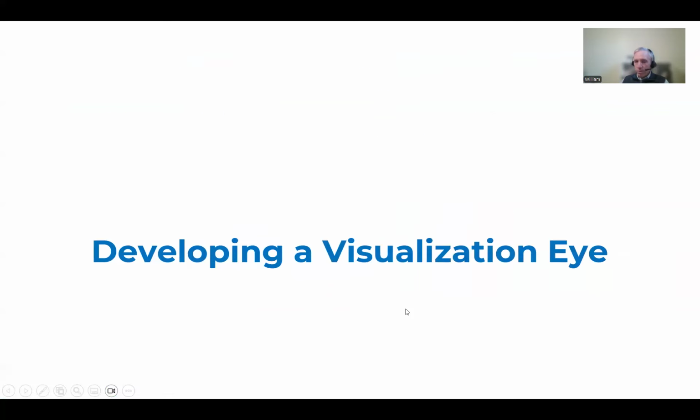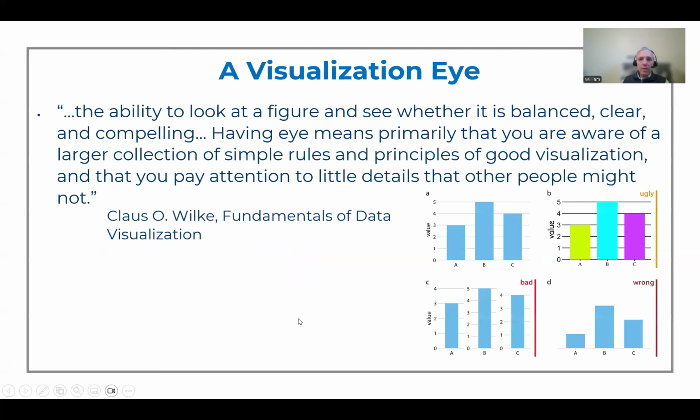Okay, let's switch to this idea of developing a visualization eye. This is out of Claus Wilke, The Fundamentals of Data Visualization. It's the idea that you can look at a figure and see whether it's balanced, clear and compelling. So having an eye means primarily that you're aware of a larger collection of simple rules and principles for good visualization, and that you pay attention to the little details that other people might not.